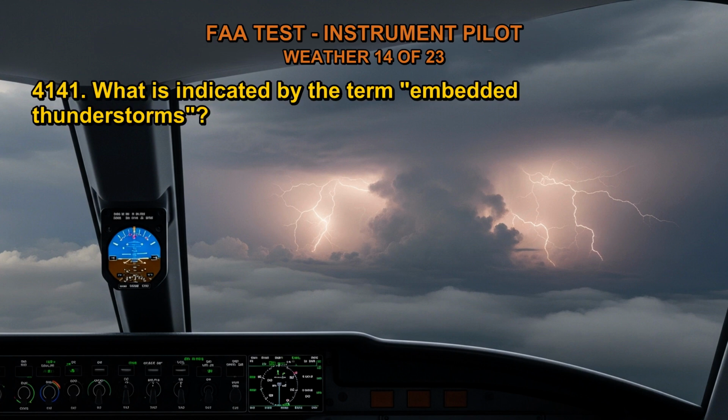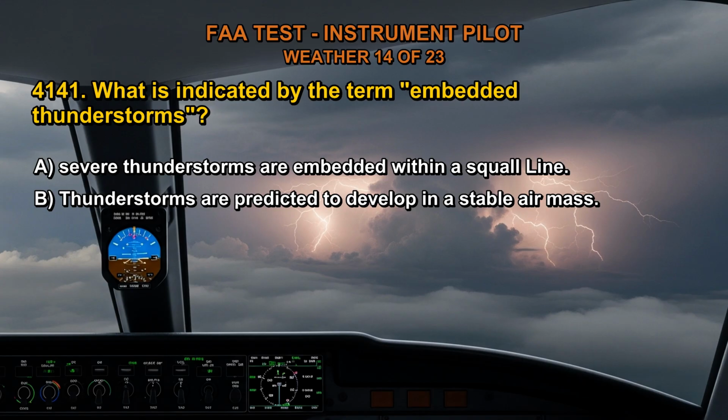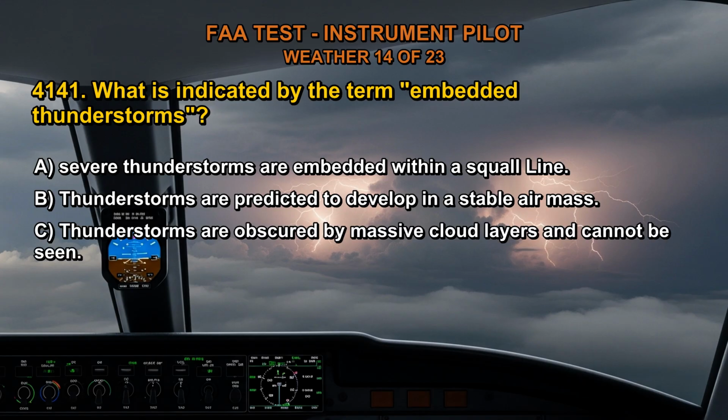Q4141. What is indicated by the term embedded thunderstorms? A. Severe thunderstorms are embedded within a squall line. B. Thunderstorms are predicted to develop in a stable air mass. C. Thunderstorms are obscured by massive cloud layers and cannot be seen.